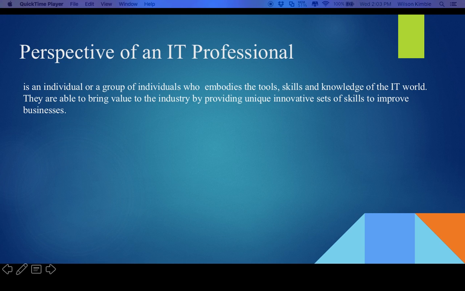So my perspective of an IT professional is an individual or a group of individuals who embodies the tools, skills, and knowledge of the IT world. They are able to bring value to the industry by providing unique, innovative sets of skills to improve business.